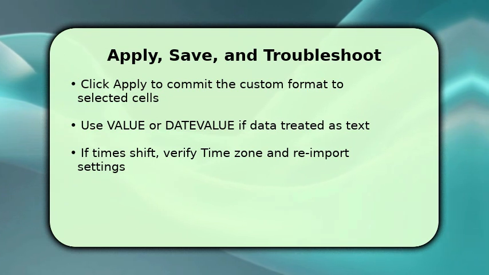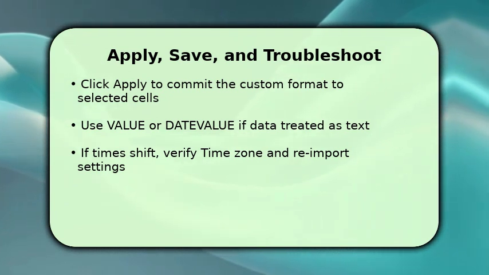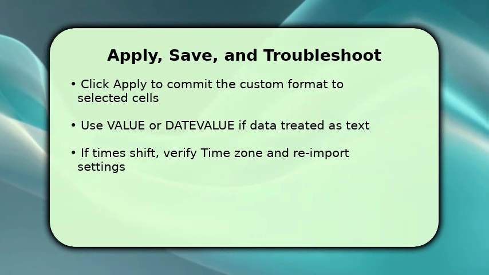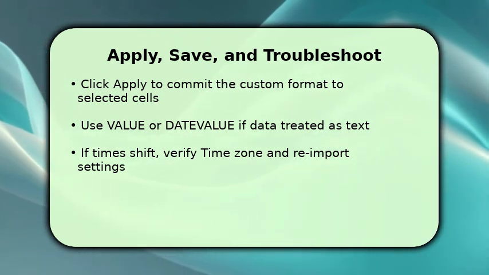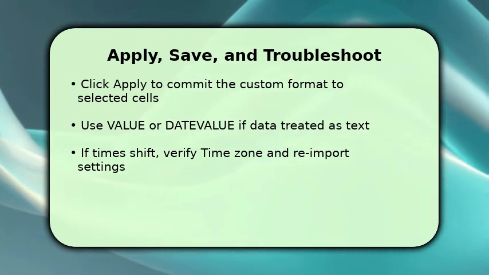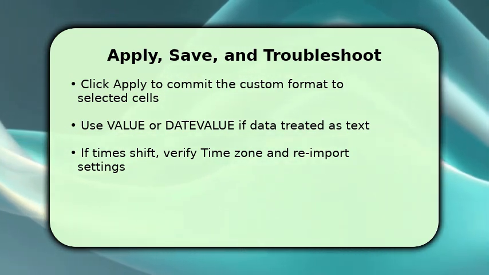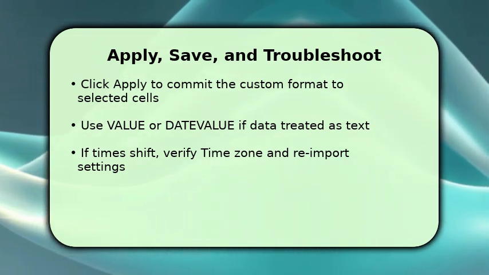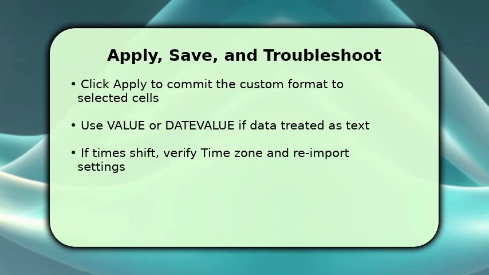If some entries don't change, they are likely text. Use VALUE or DATEVALUE to convert them, or re-enter them as true dates. If times look off after importing, check file settings for a time zone mismatch and adjust. Reapply the format if needed. Finally, if a custom pattern won't save, remove special characters or recreate the format. That fixes most persistent formatting errors.